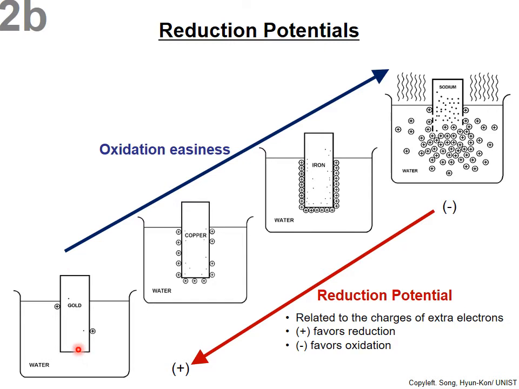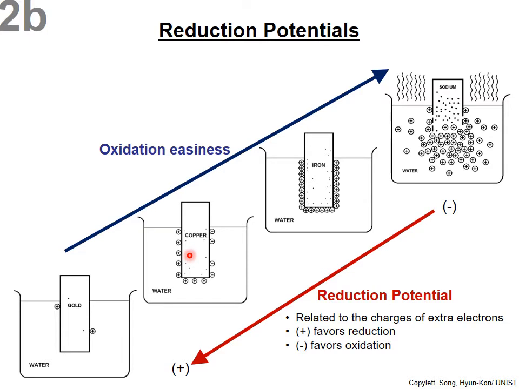Let's go back to the other side. Gold case. It is very difficult to oxidize gold, and in this schematic picture I have drawn only two positively charged or ionized surface species. So two ionized surface species with two extra electrons in the gold body. The last one is copper. Let me say 10 ionized surface species with 10 extra electrons.